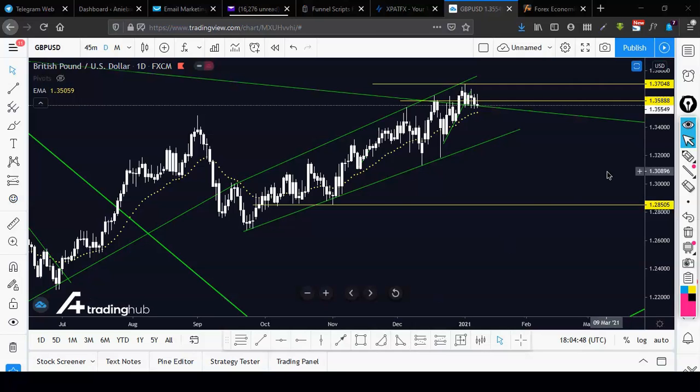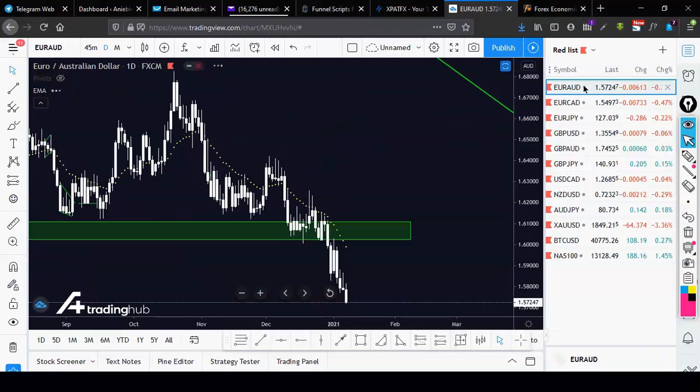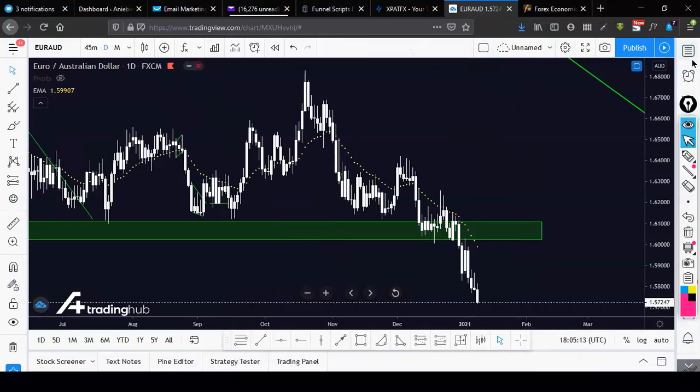So tonight I want us to do a market analysis and overview on the pairs we are going to trade this week. Or is it next week? Tomorrow is Sunday, so we start with Euro AUD. It's been a while, we have not looked at this pair since December.